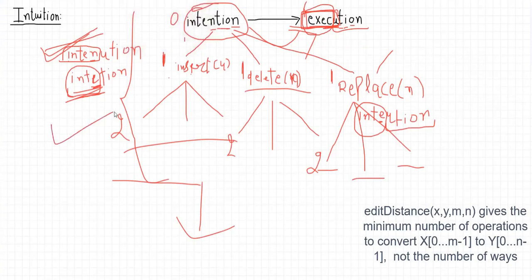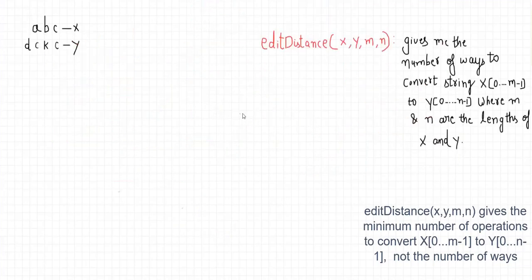So we can see that the solution to this problem is a recursive solution, because it is clear from the intuition itself. Let's see how we can build that solution. Imagine a function edit distance which takes in the lengths of the strings. M and n are the lengths of the strings, and it gives me the minimum distance, or the minimum number of moves, to convert string x into y.